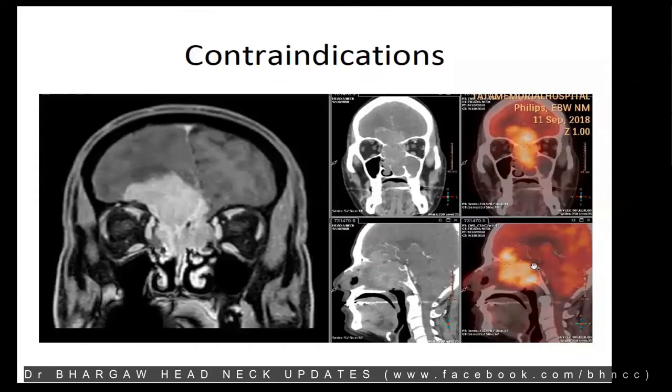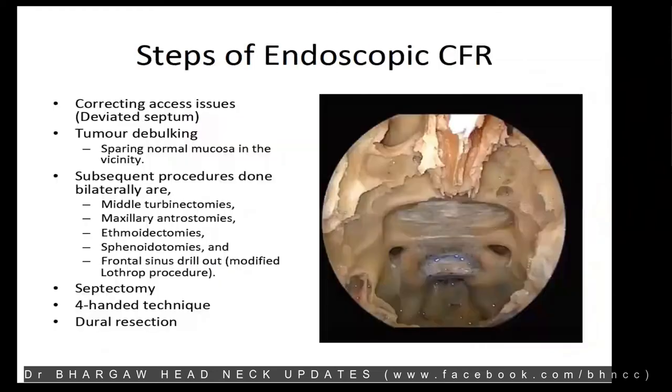This picture I've just kept to show the disease going posteriorly, involving the planum, going towards the sella. This is not a surgical candidate at all. And it's going to the nasopharynx. This patient has to be managed non-surgically, right? So just to make those points, I put these pictures.